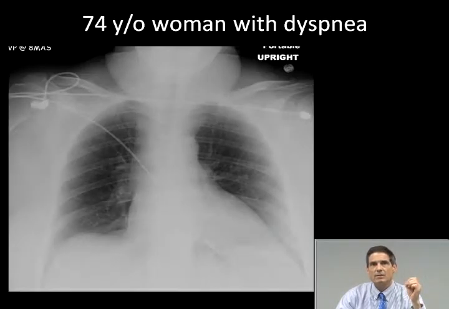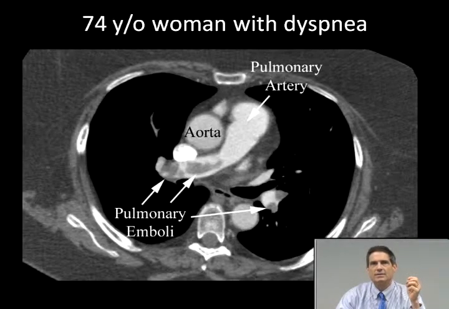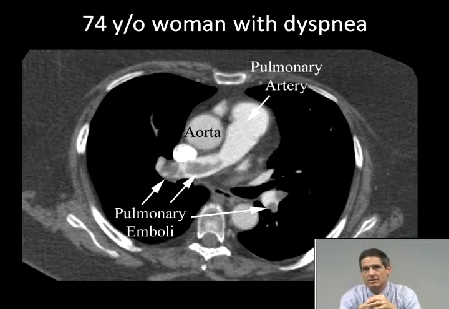Here's a 74-year-old woman with dyspnea and a pretty normal-looking chest X-ray. Here's a CAT scan through her chest done with a CT angiogram technique. And on this image, the pulmonary artery is labeled, as is the aorta, and you can see several filling defects in the right pulmonary artery, and then also in the left, or a branch of the left pulmonary artery as well. The patient has multiple pulmonary emboli, and usually pulmonary emboli are multiple. Such filling defects are basically classic for acute pulmonary embolism.